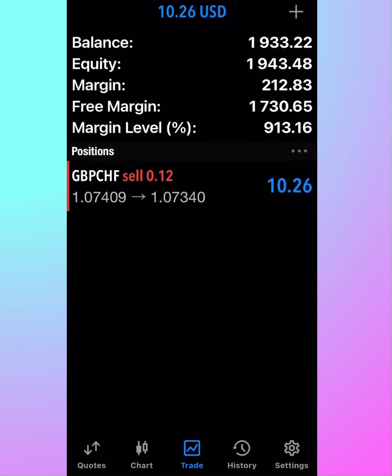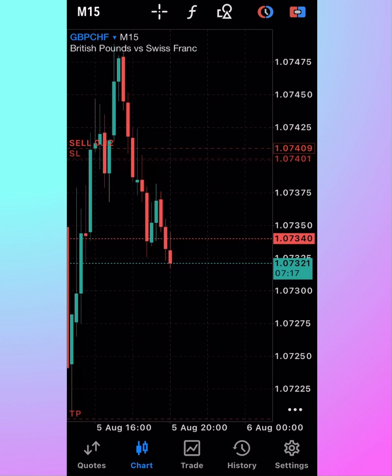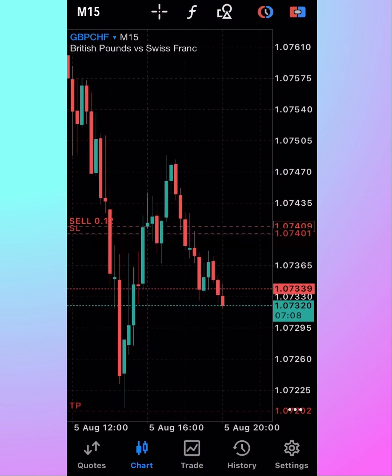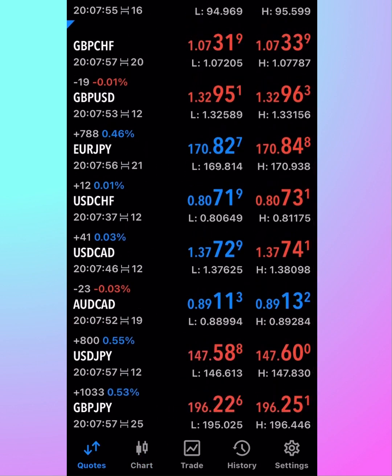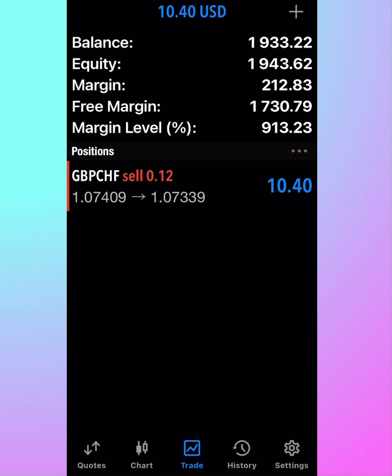So guys, people can see that we are now in profit, $10.26. Crazy run for now. I don't know why price is static. Price just paused at this place. Maybe no order is filled or whatever, but okay. So $10.26, and people can see that GBP-CHF, I'm still in the trade. $10.40, great run. It quickly went up and down.